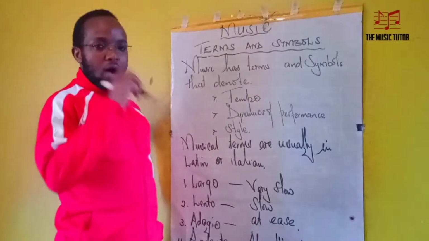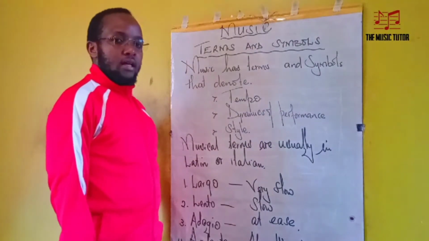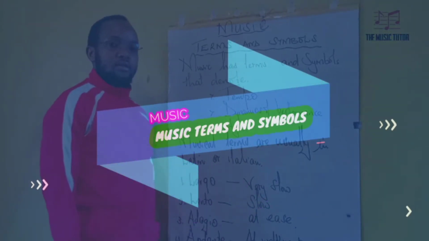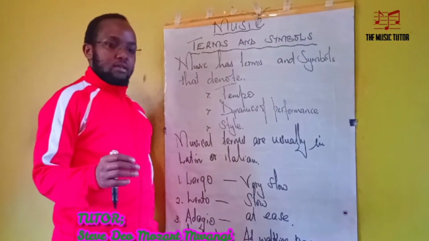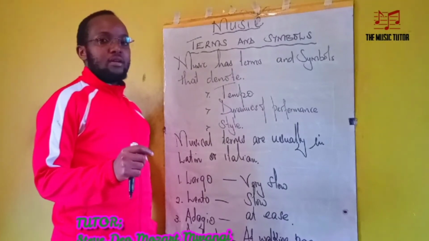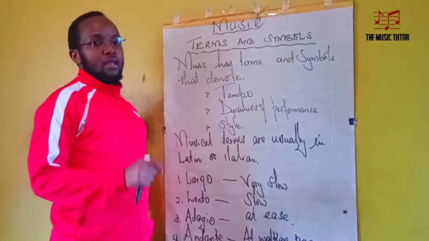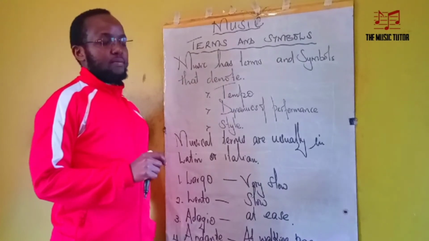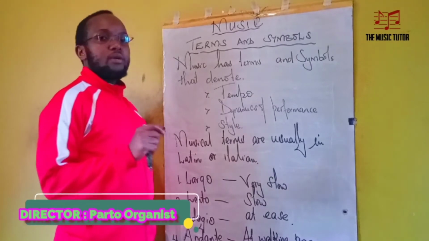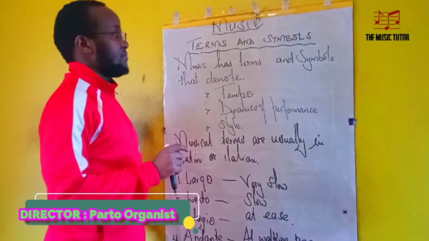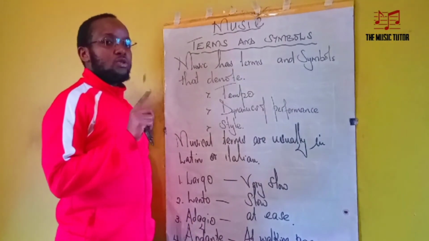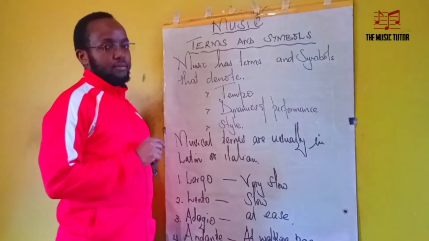I welcome you to today's music lesson, in which we shall be learning music terms and symbols. In the past 11 lessons, we have learned progressively to a point whereby you can write a melody that can be performed. And to perform any written melody, you're required to understand some musical terms and symbols that are used when performing.